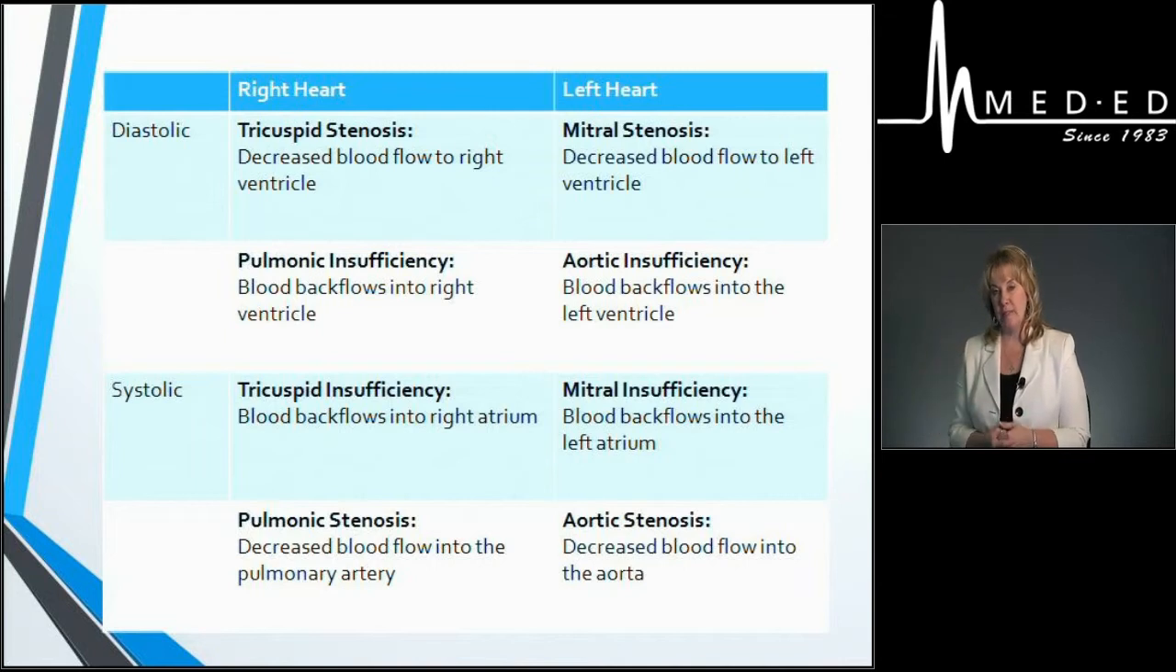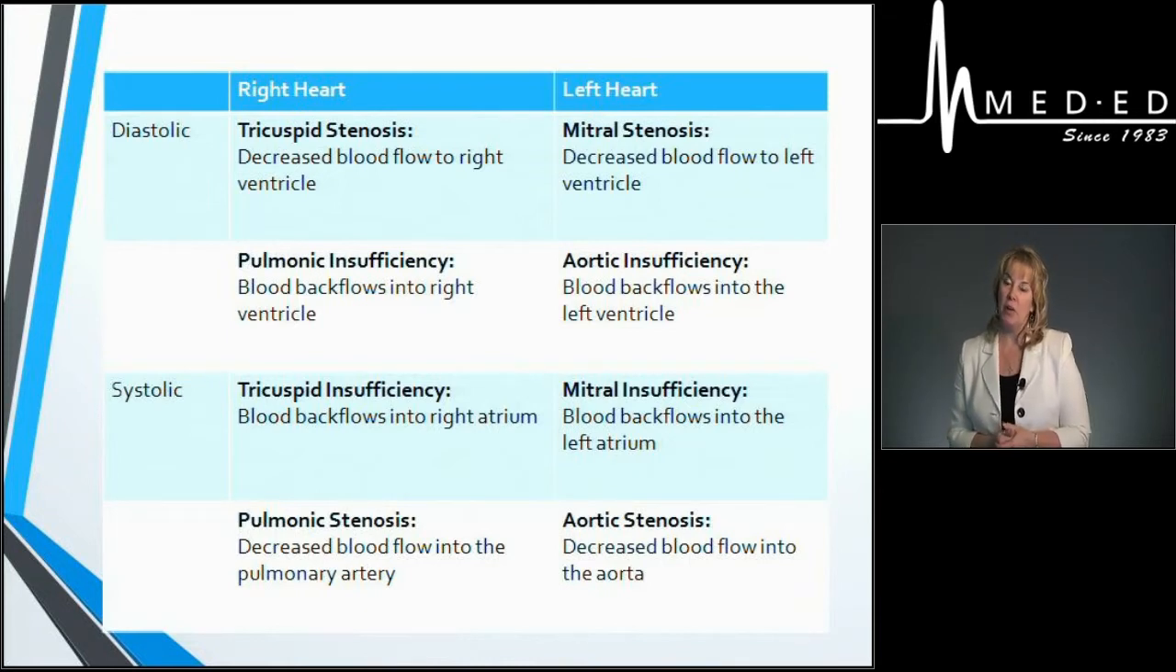Same holds true on the left side. So during diastole, if I have mitral stenosis, it's a very stiff valve that doesn't want to open, harder for the left atria to fill the left ventricle, so the net effect is decreased stroke volume moving forward, and that will lead to a decreased cardiac output.